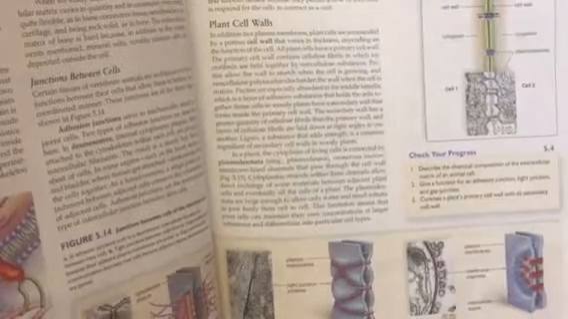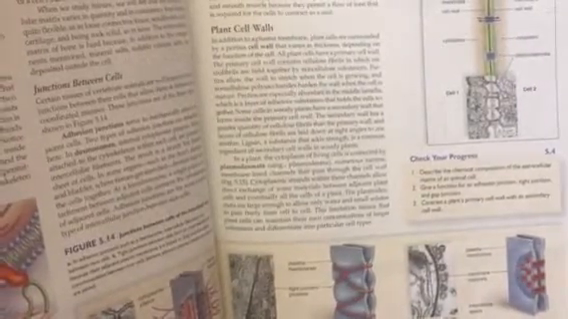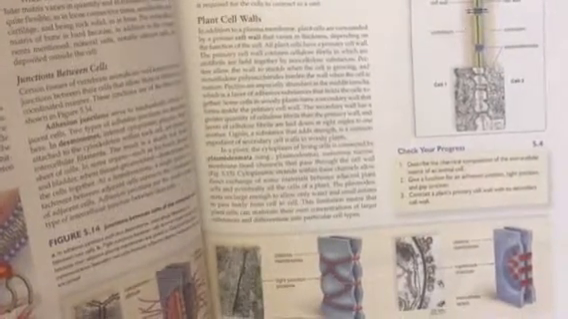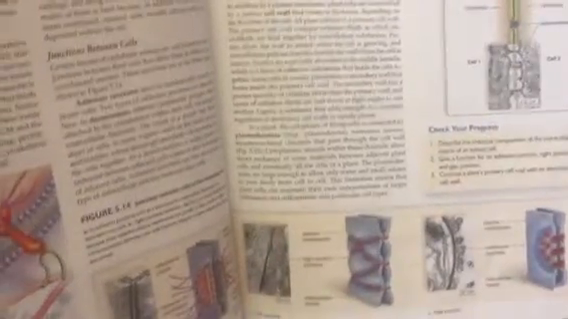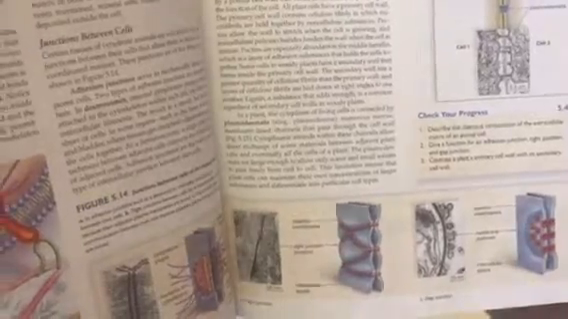The plasmodesmata are large enough to allow only water and small solutes to pass freely from cell to cell. This limitation means that plant cells can maintain their own concentrations of larger substances and differentiate into particular cell types.